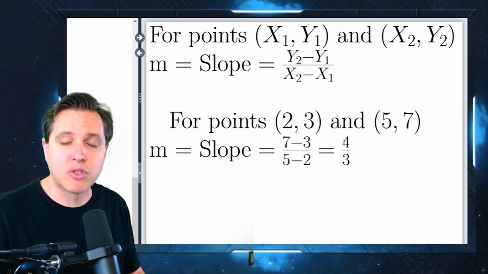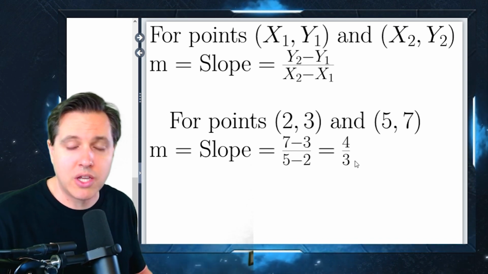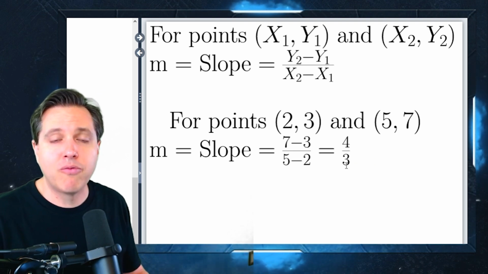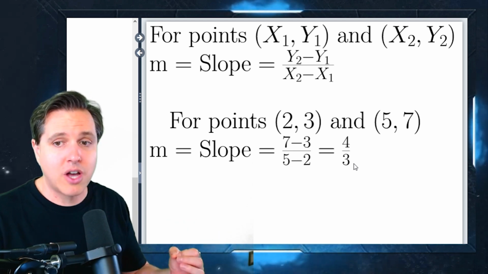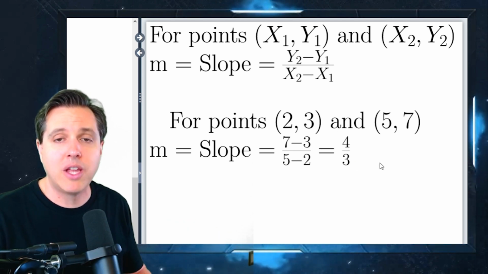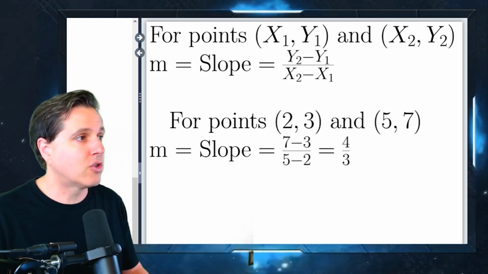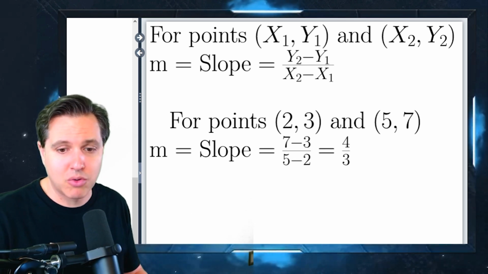7 minus 3 equals 4, and 5 minus 2 equals 3. So we get a slope of 4/3. So the ratio of the vertical change to the horizontal change to get from this point to this point is 4/3. Okay, so let's go back to our graph and see what that looks like.